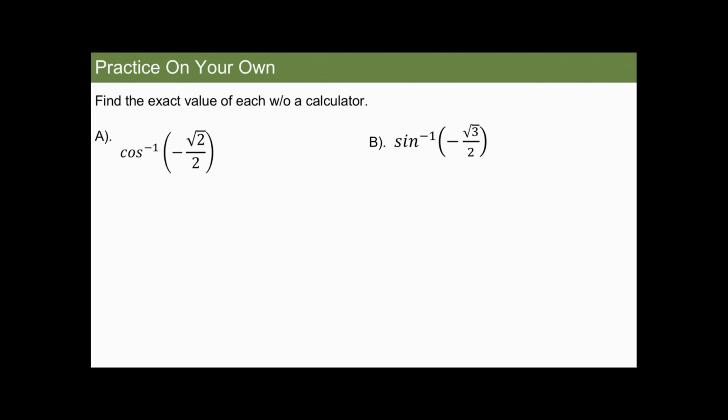Practice on your own class. Don't forget, ask yourself, what's a restriction? And each one has its own restriction. Remember, cosine is from 0 to pi, and sine is from negative pi over 2 to pi over 2.